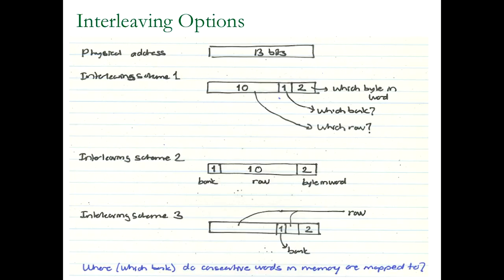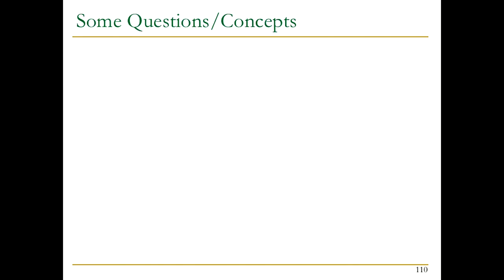In that case, the first half of the physical address space gets mapped to bank 0. The second half goes to bank 1. Or you could choose a random bit inside here, right? So now this clearly determines where your bits are. And this also determines your conflicts, bank conflict access patterns. Okay, we're going to get back to that. So some questions and concepts.